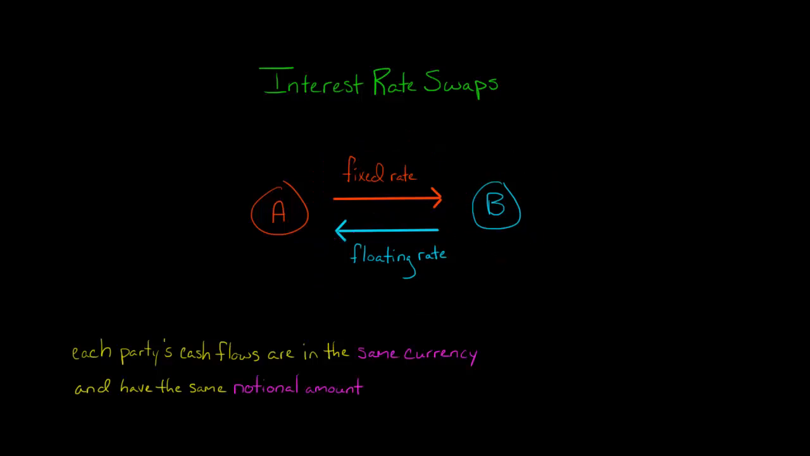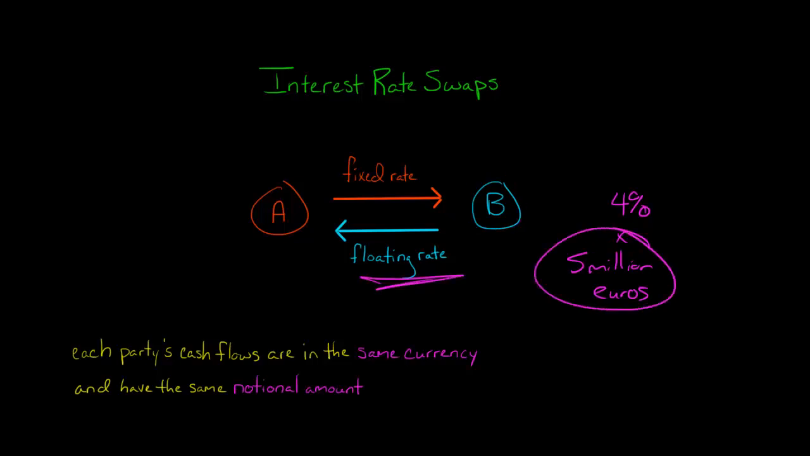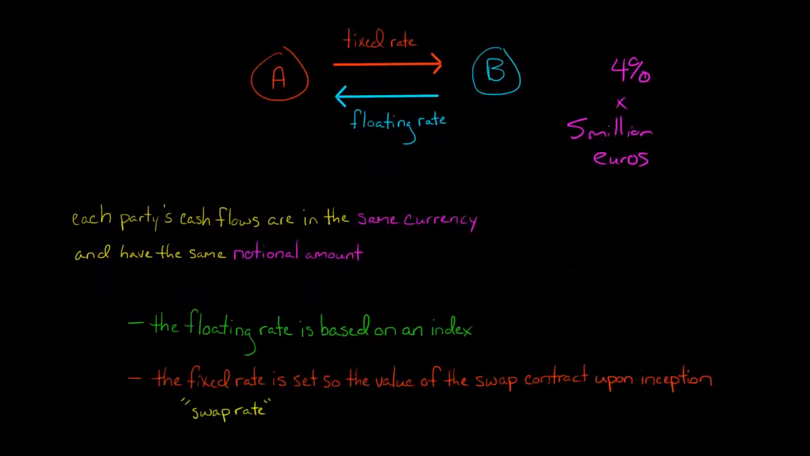Usually both parties' cash flows are in the same currency, and they have the same notional amount. Now the notional amount, let's just say that's 5 million euros. That's the amount on which the interest is calculated. So if A is paying a fixed rate of, let's say, 4%, then it would be 4% times 5 million euros. And then B, whatever they're paying, would be their floating rate times the 5 million euros. So it'd be the same notional amount. I'll show you that with our example in a moment.